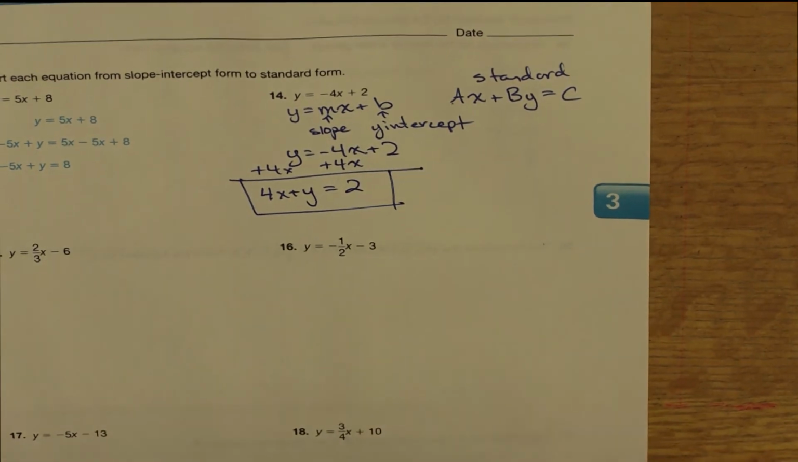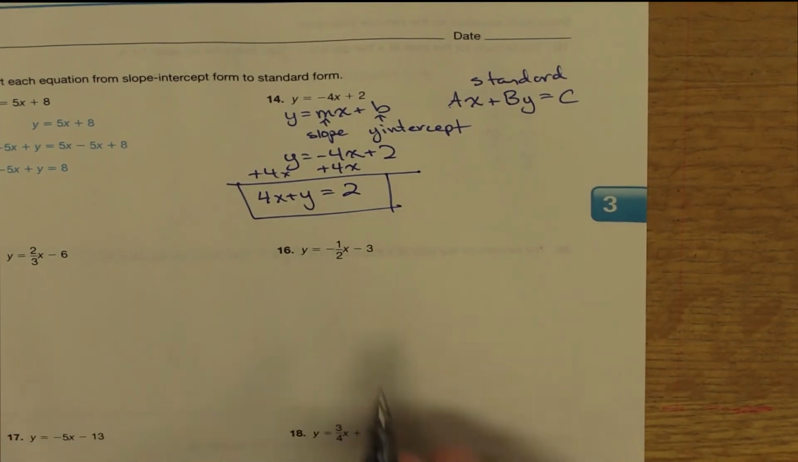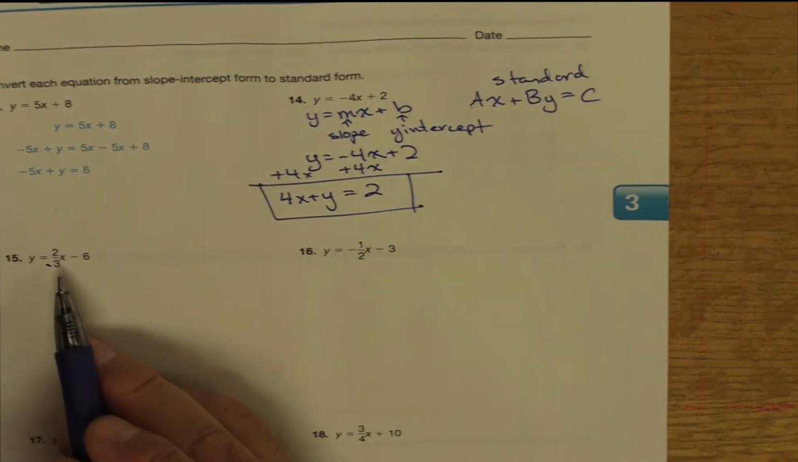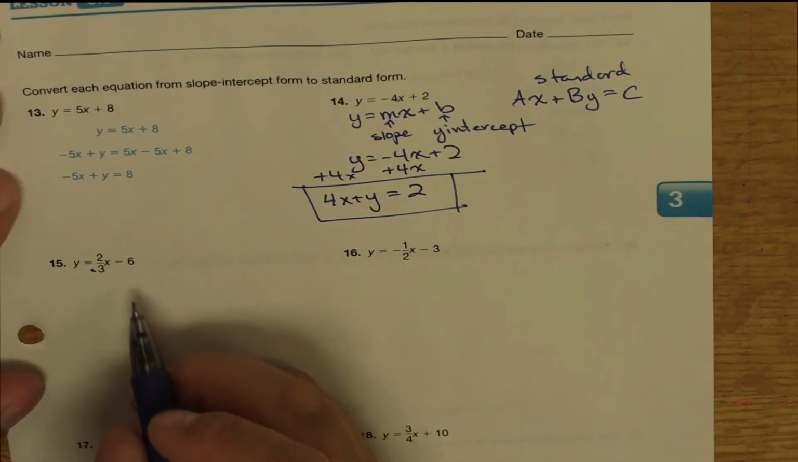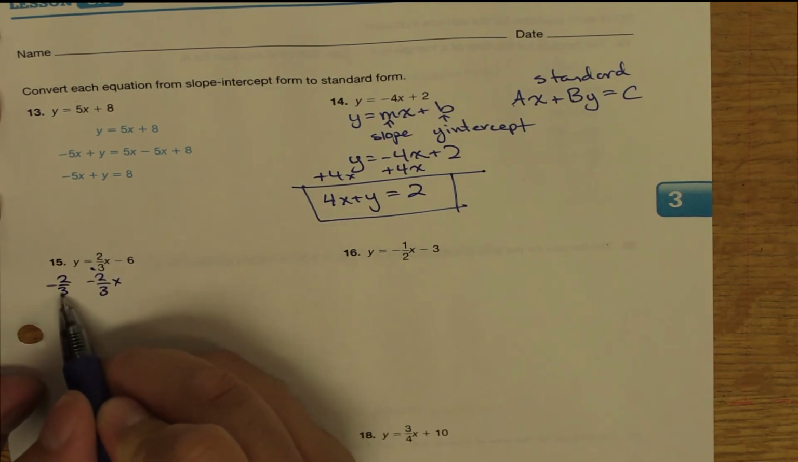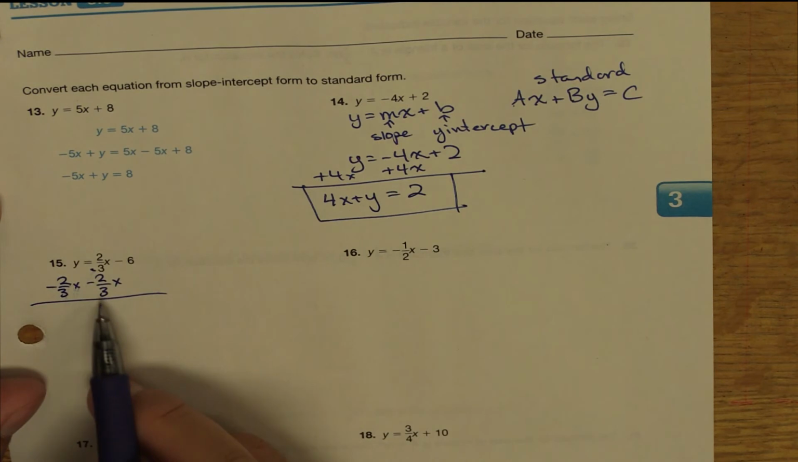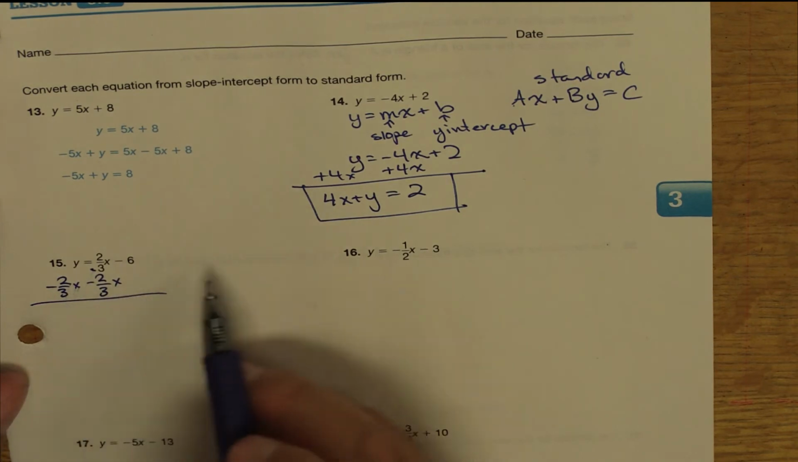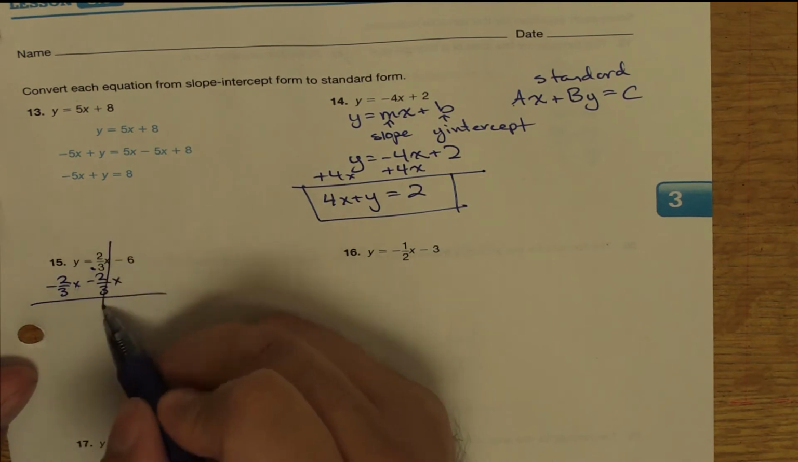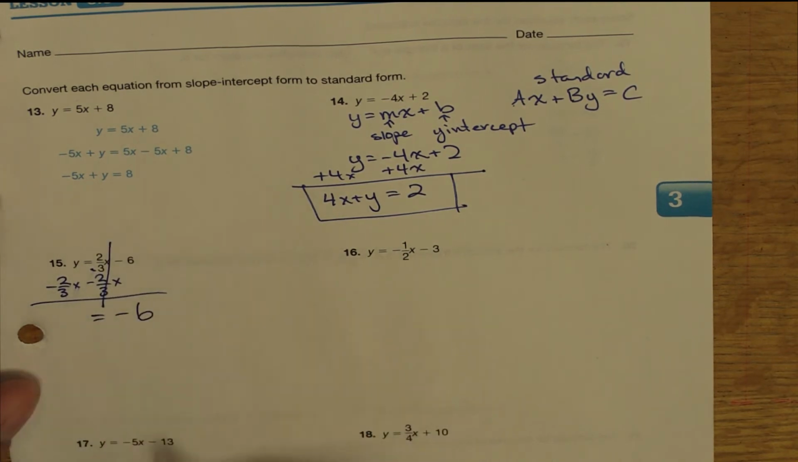Let's do one more for you guys. I'm just going to go straight down to number 15. Again, we want to get rid of this 2/3 x. So I'm going to begin by subtracting this over to this side because it's positive, and I'm going to subtract it over to this side. Now, some of you guys are going to panic because we've got fractions. It's nothing to worry about. We've got 2/3 of x minus itself. That cancels away. I'm left with -6.